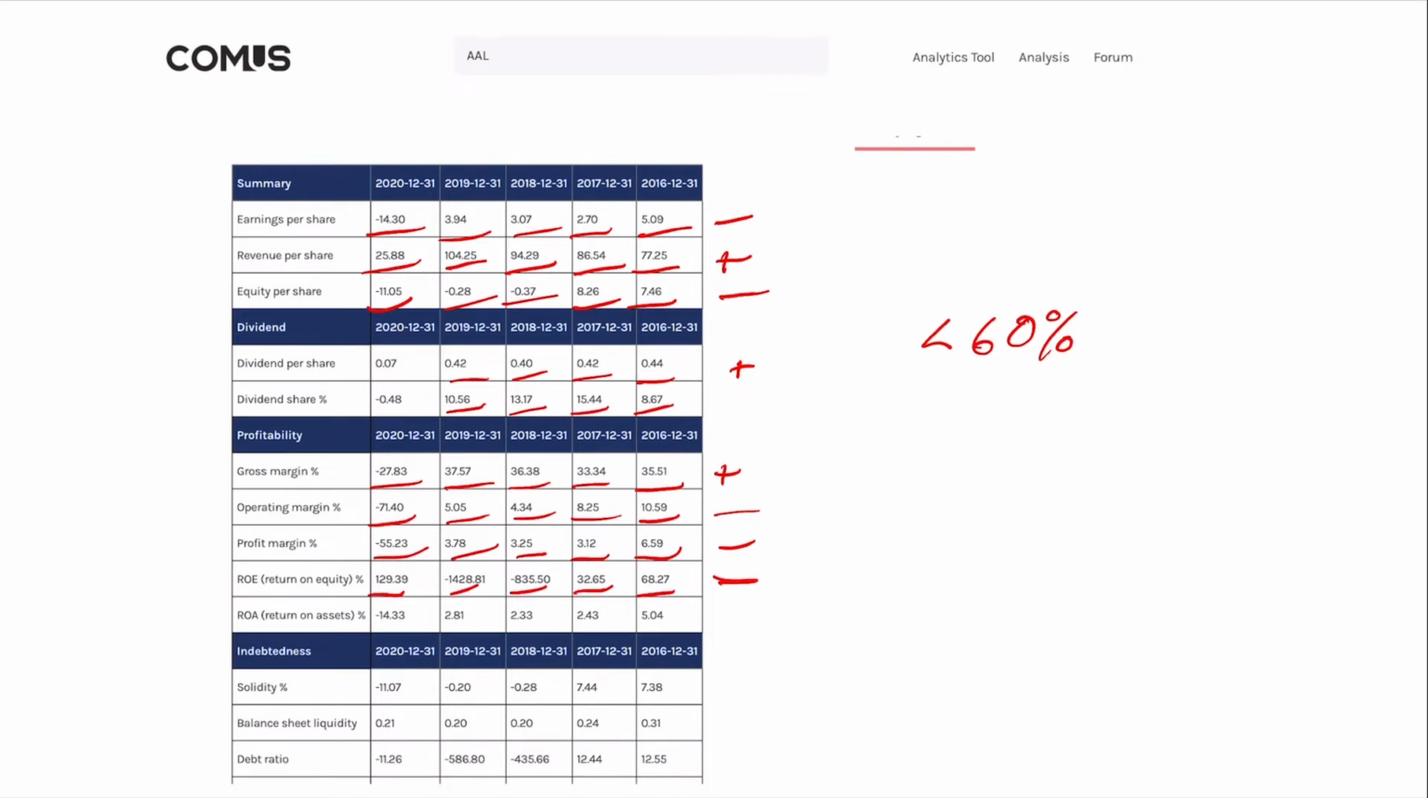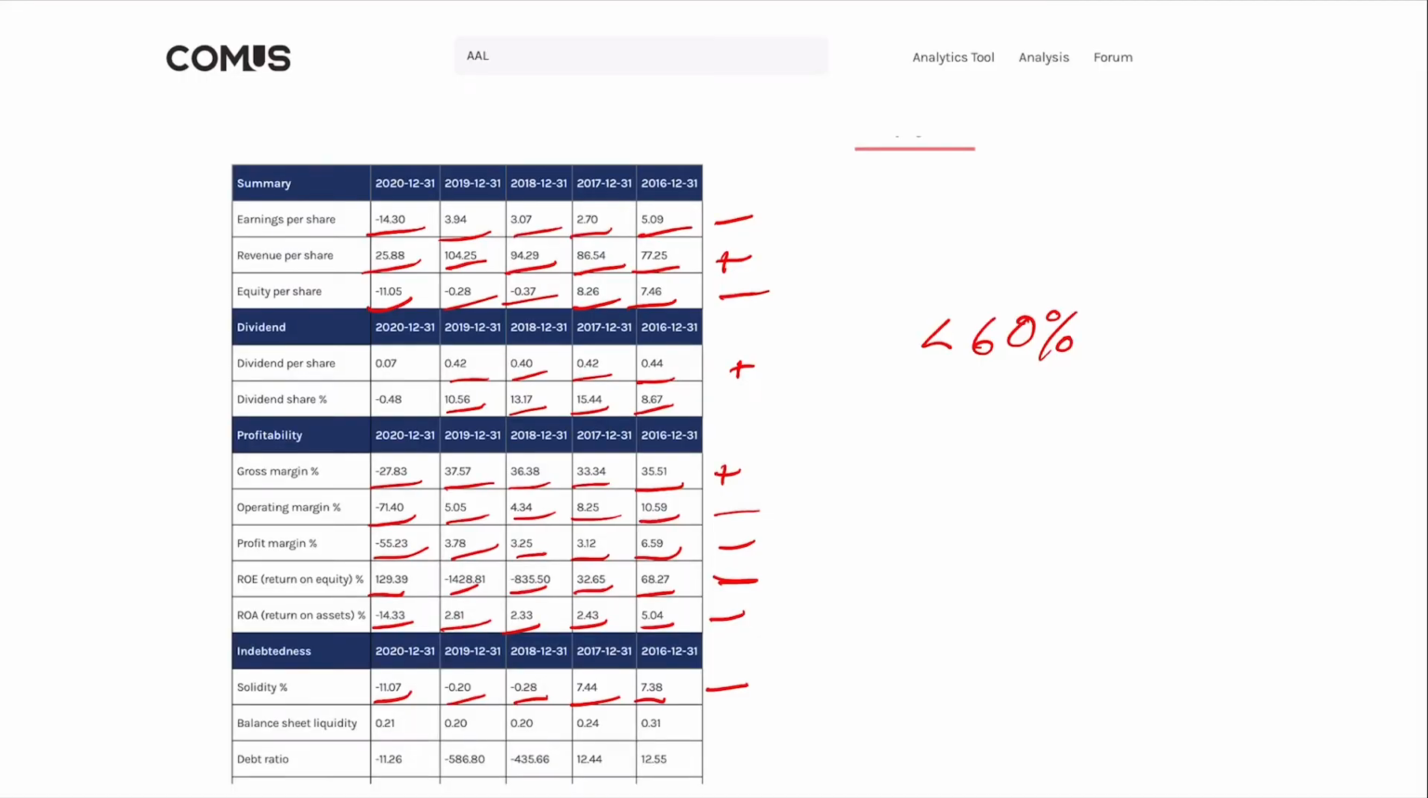Return on assets went from 5% down to negative 14%, and we fell off a couple of years, and then did a bit of fluctuation, but overall trend is negative. I don't like this at all. So that is minus. Now, solidity went from 7% down to a negative 11%. We improved 1 year, but overall the years have been negative. That is a minus. I don't like this at all. Solidity tells you about the company's financial strength for the long term.